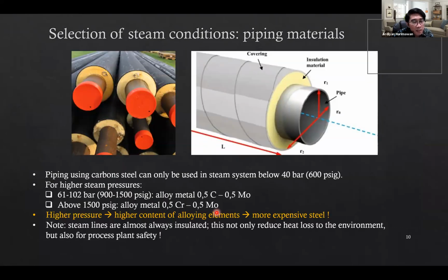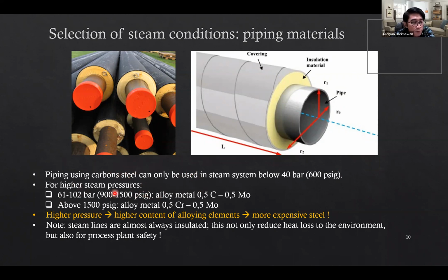Okay, the other is the consideration related to the piping materials. The choice of the piping materials will depend on the pressure of the steam. If you are using around or below 600 psi for the steam, carbon steel is still okay, because for low or medium pressure steam, the possibility of corrosion and the possibility of condensation is low, so carbon steel can be used.